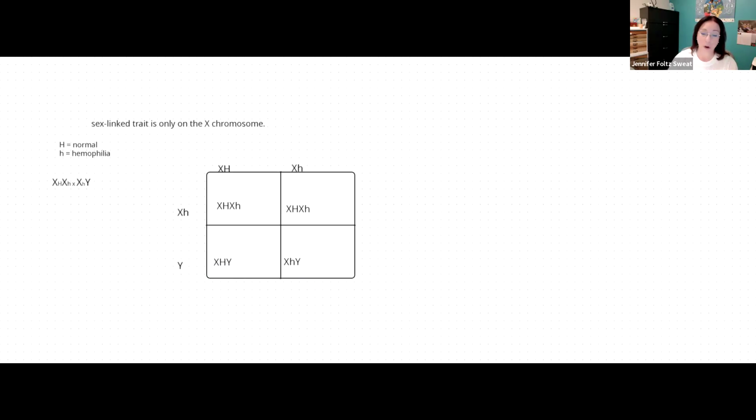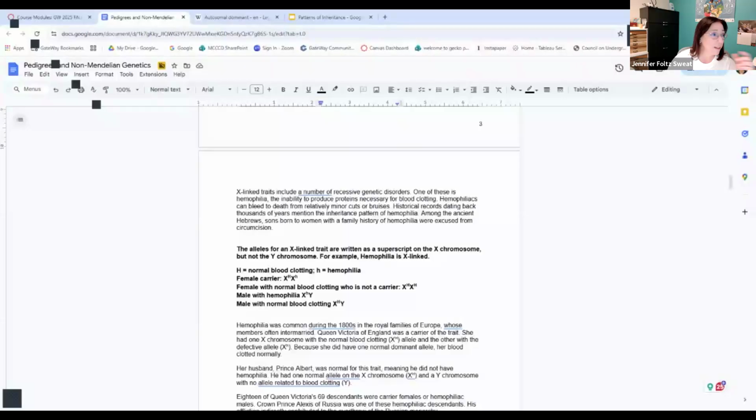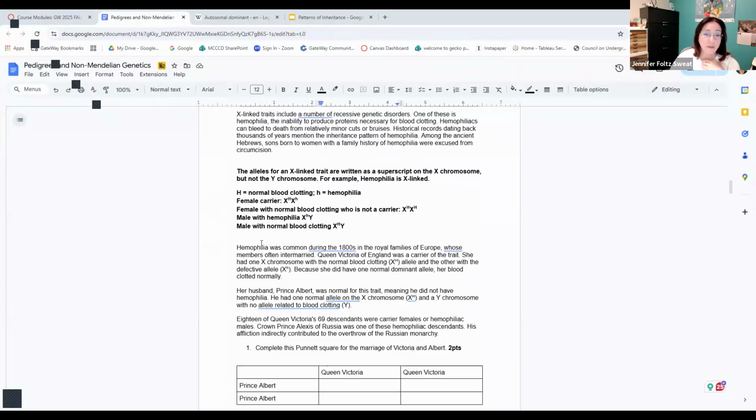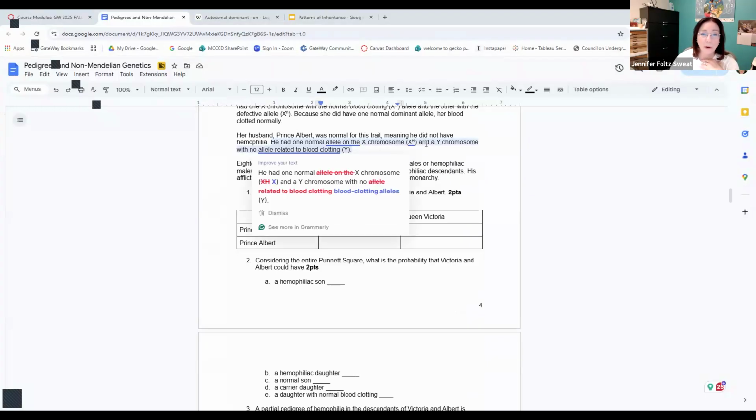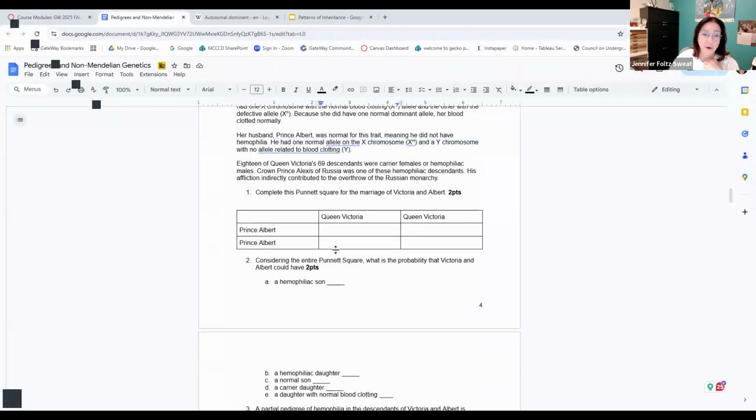Now, the homework asked you for probabilities, and if you put 25%, that's fine, but generally it's asking, out of the sons, what is the probability that they would have hemophilia? So let me show you what I mean here. This is telling you the different genotypes, right? And so we know Prince Albert did not have hemophilia.